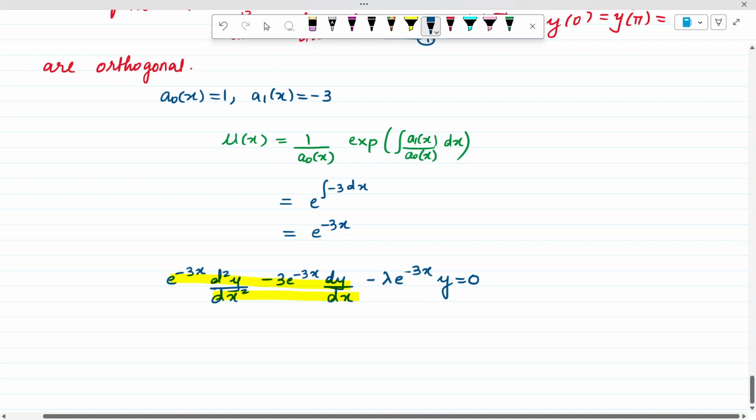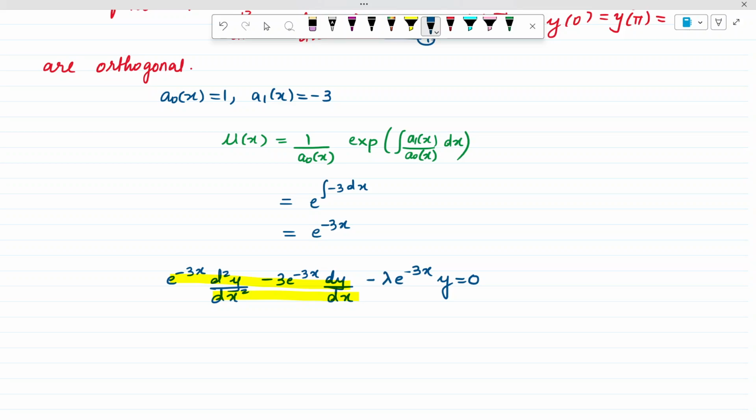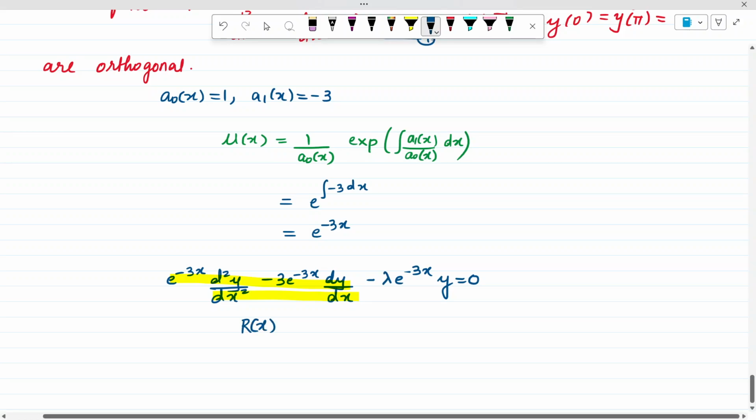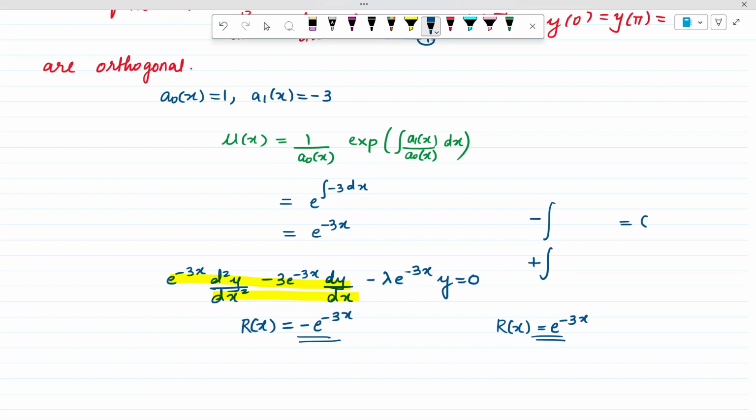When you need to find R of x, your interest should be in the term which has y. The y term here has a coefficient negative lambda times something, and whatever is multiplied with lambda is your R. So R of x here is negative e raised to negative 3x. You can leave it at this, or even if someone gets a positive e raised to minus 3x, that's also okay, because integration of a negative term or a positive term, at the end you want the answer to be 0. I hope this question was clear with all of you.